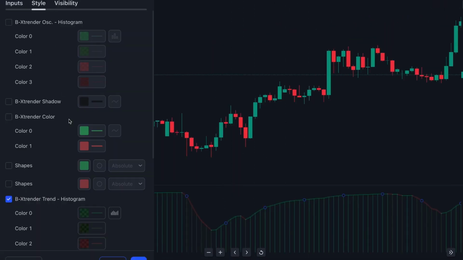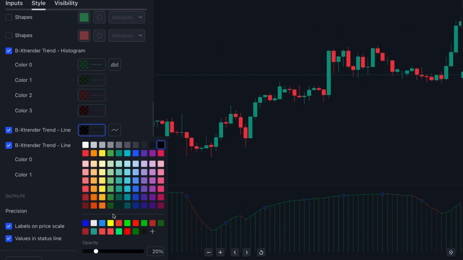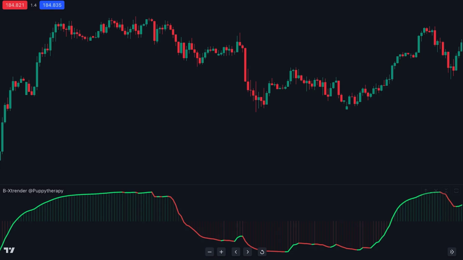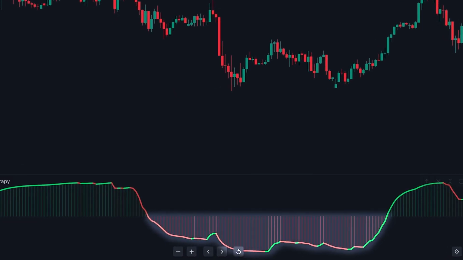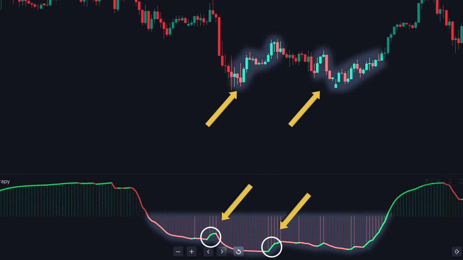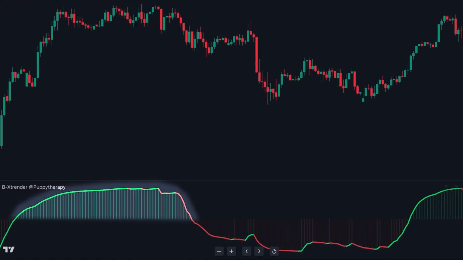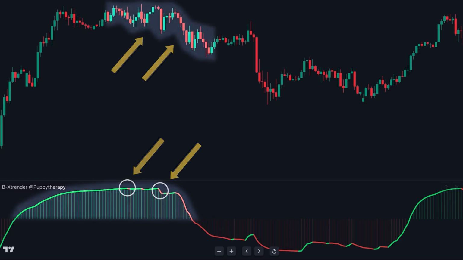If we go back into the settings, we can increase the brightness of these lines to see this more clearly. So instead of trying to see the colors of the histogram, we can use the lines trending alongside it. If the histogram is below the zero level, the trend is bearish and the green lines will indicate retracement. But if the line is above the zero line, the trend is bullish, and in this case, red indicates retracements.